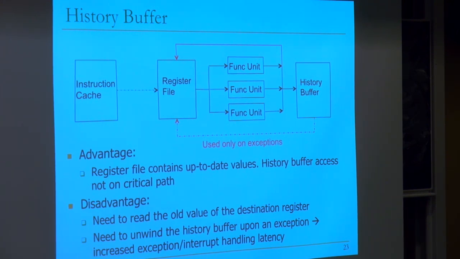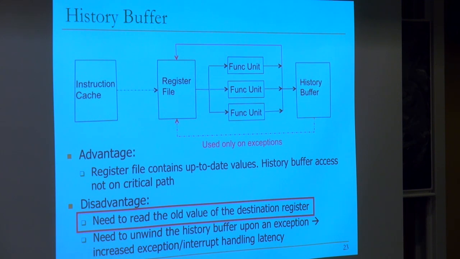OK. So we're going to solve both problems. But this is bothersome, right? If you really need to read the old value of your destination register, now your register file becomes complex too. Because you need one more port to your register file, right, to get the old value.